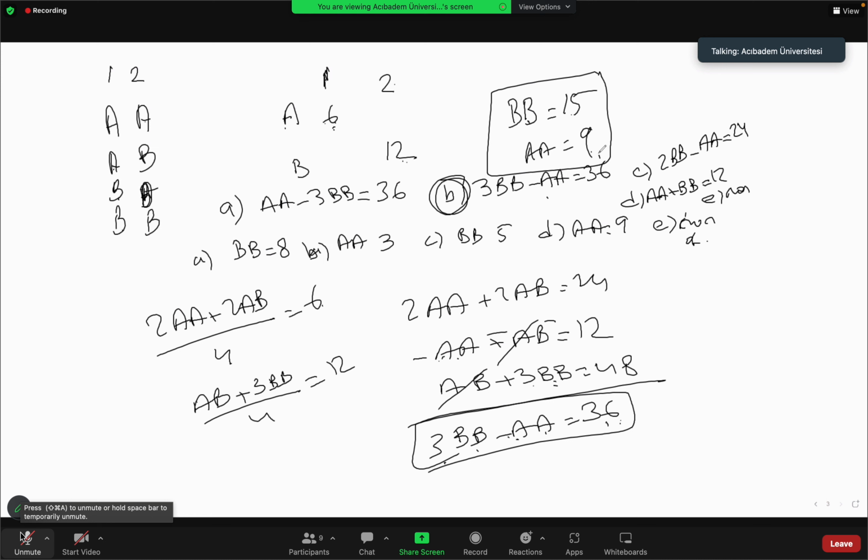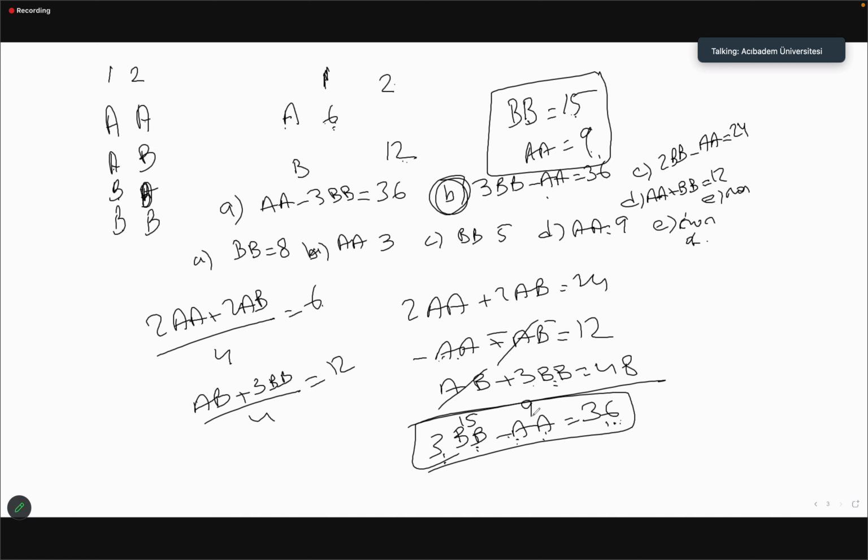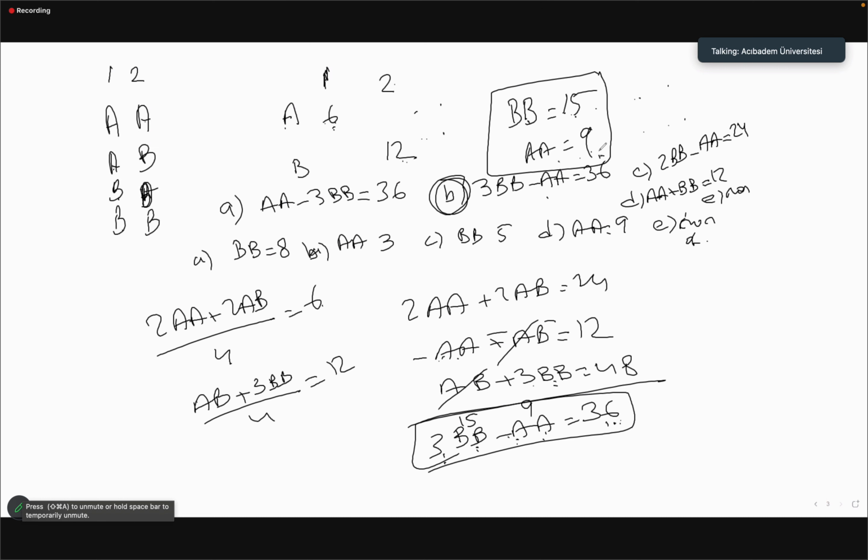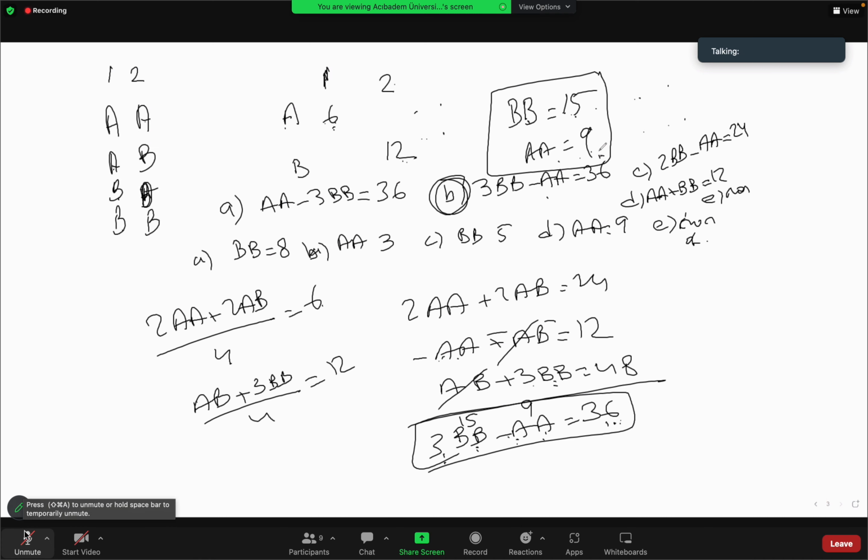Okay, BB equal to 15, because you know that 3BB minus AA should be equal to 36. If BB is 15, then AA has to be 9. 45 minus 9 is equal to 36. So I can give you BB 10, AA 3, BB 0, AA minus 5. And you have to choose BB 15, AA 9 as the answer.